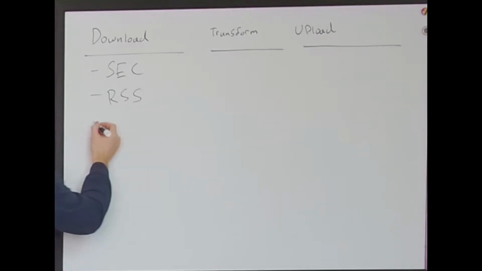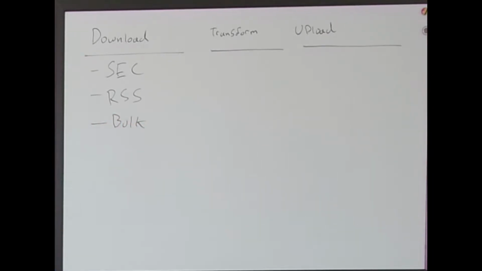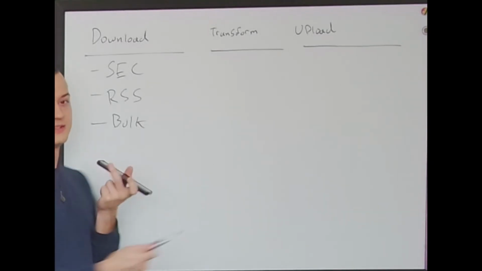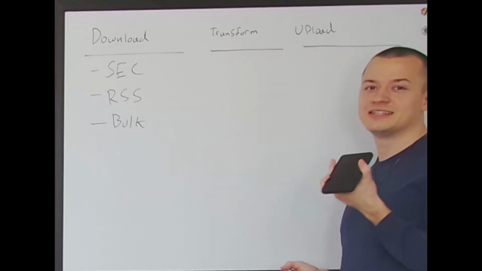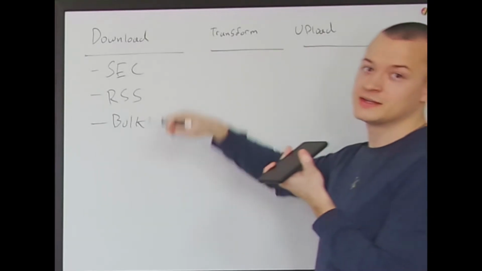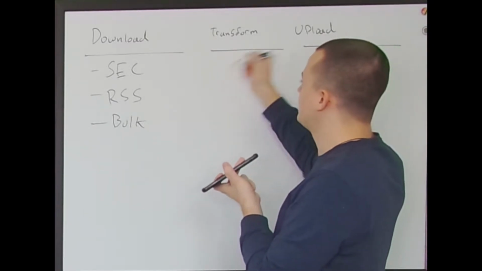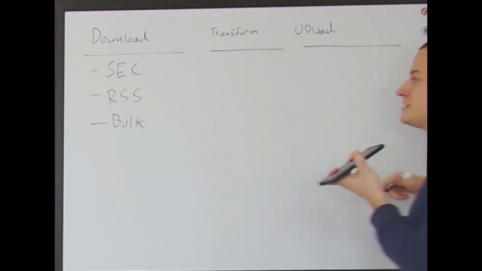There's also a bulk stage, because the RSS feed is only useful for live updates, whereas when I run the script the first time, I need to get all of the records. And the transform phase, again, is just going to take the data that's downloaded and put it in the format that we need it to be in so that the upload stage can use it.